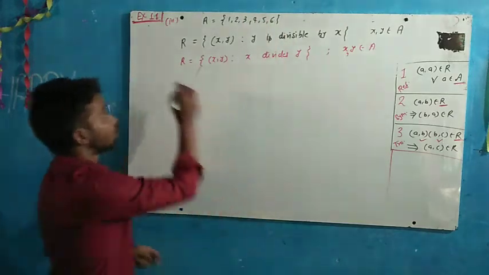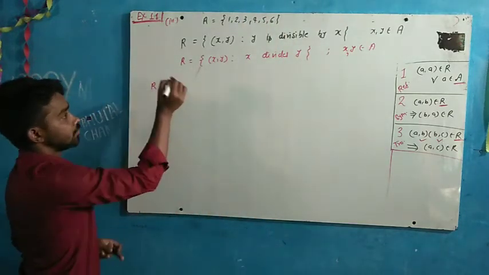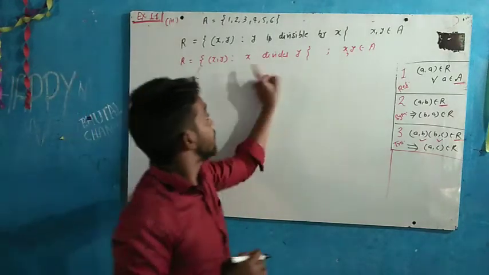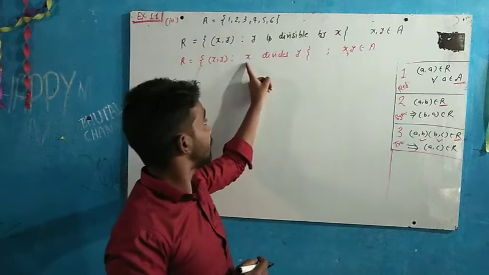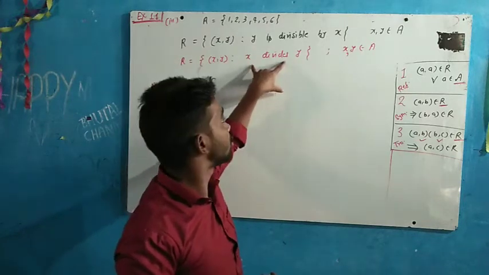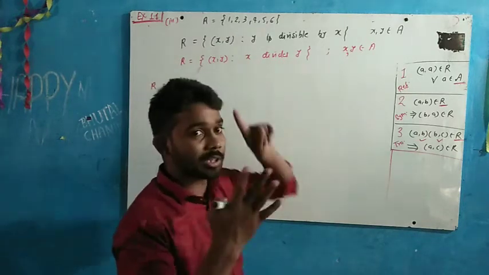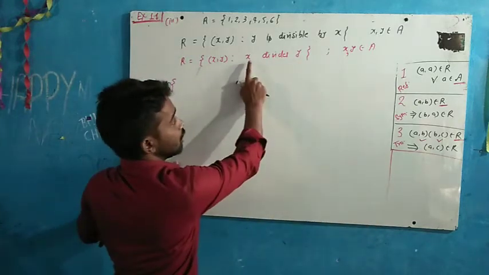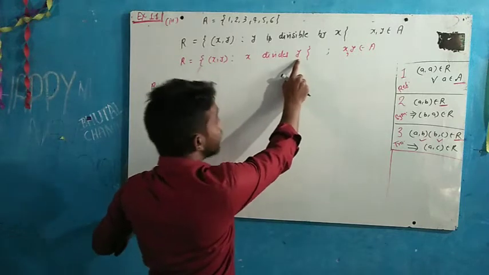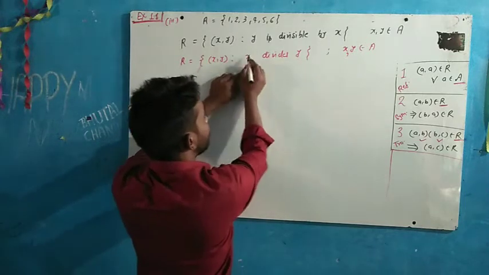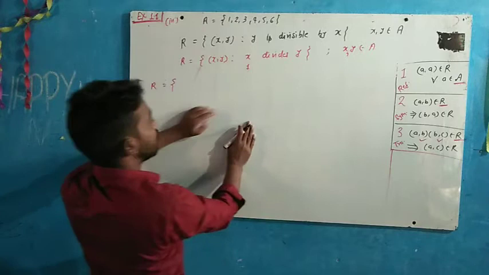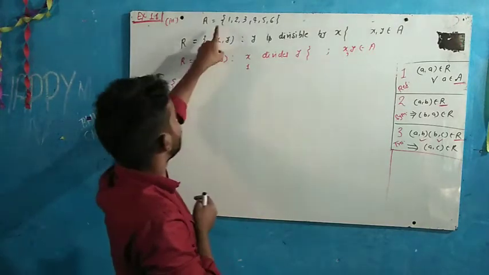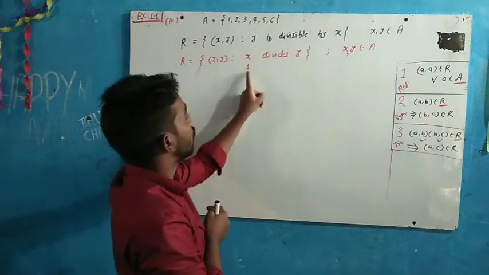Clear? Now I am going to write R in roster form. See, X divides Y. If the first number divides the second, then only these two come as an ordered pair. And X, how many values can you take? 1, 2, 3, 4, 5, 6. Just take X value 1. Just make it fixed, X value 1. Now change the value of Y. First value of Y is 1. It is true, 1 divides Y.